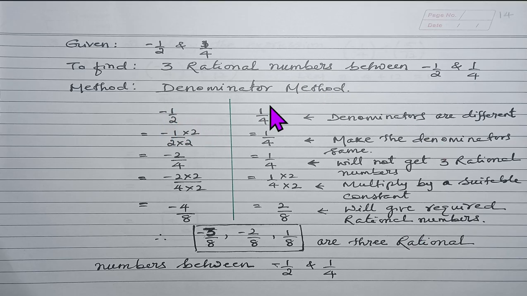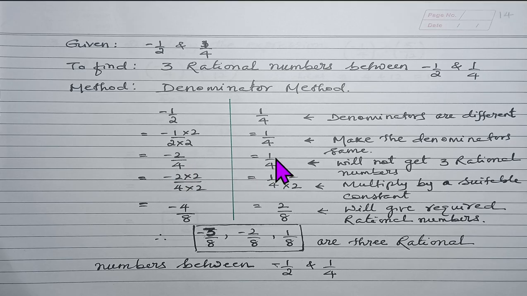So let us take minus half and 1 by 4. If you find that 2 and 4 are denominators which are different, so first step is make the denominator same. So what I will do is I will multiply by 2 and divide by 2. Minus 1 into 2, 2 into 2 becomes minus 2 by 4. 1 by 4 remains as it is, and therefore I have made the denominator same here, 4 and 4.